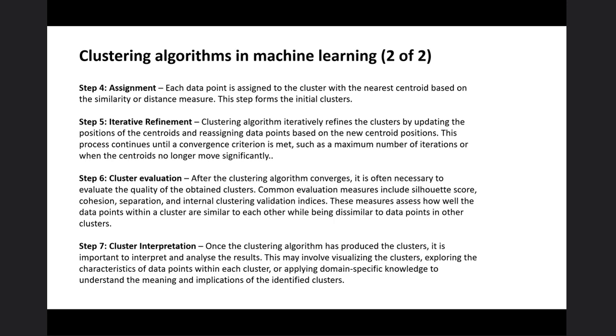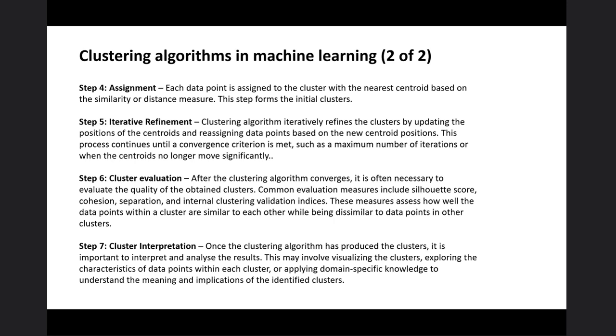Now, since your cluster formation has started, the next step is the iterative refinement. Here, the clustering algorithm iteratively refines the cluster by updating the position of the centroid and reassigning the data points based on the new centroid position. This process goes on till the convergence criteria is met, for example, the maximum number of iterations, or when the centroid no longer moves significantly. So that is where we talk about the refinement.